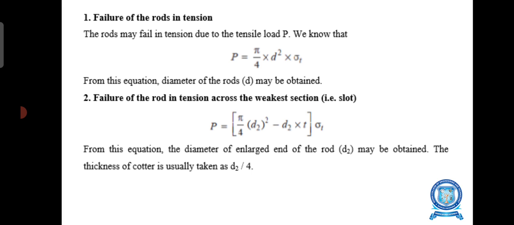Okay. Then we want to find failure of the rod in tension across the weakest section, right? So capital P equal to pi by 4 D2 square minus D2 into t into sigma t. Okay. From this equation the diameter of enlarged end of the rod D2 may be obtained. The thickness of cotter is usually taken as D2 by 4, right? By using this formula you can find thickness, right?